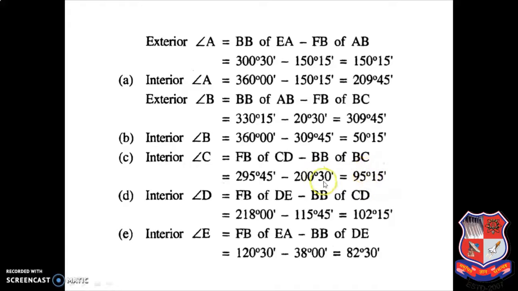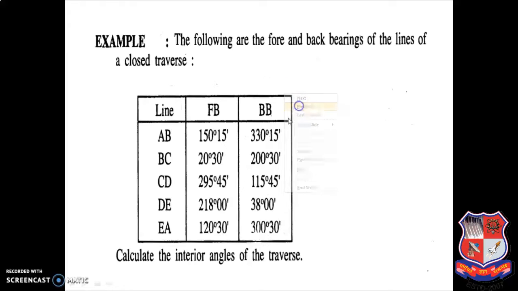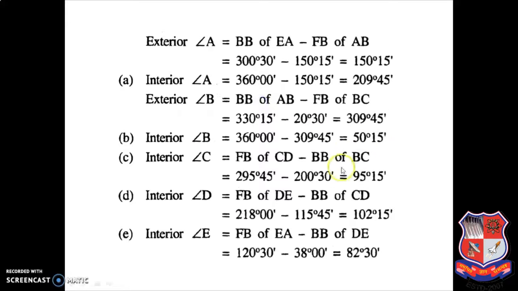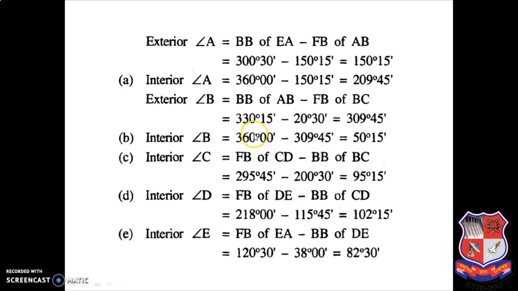But here I have directly mentioned interior. Why? You can see the figure. Here 295 degree 45 minute is from here to here. And another value is 200 degree 30 minute, which if I mention here, will be from here to here. So whatever answer you get, you are getting inside the traverse. You can see. That's why it is called the interior angle.